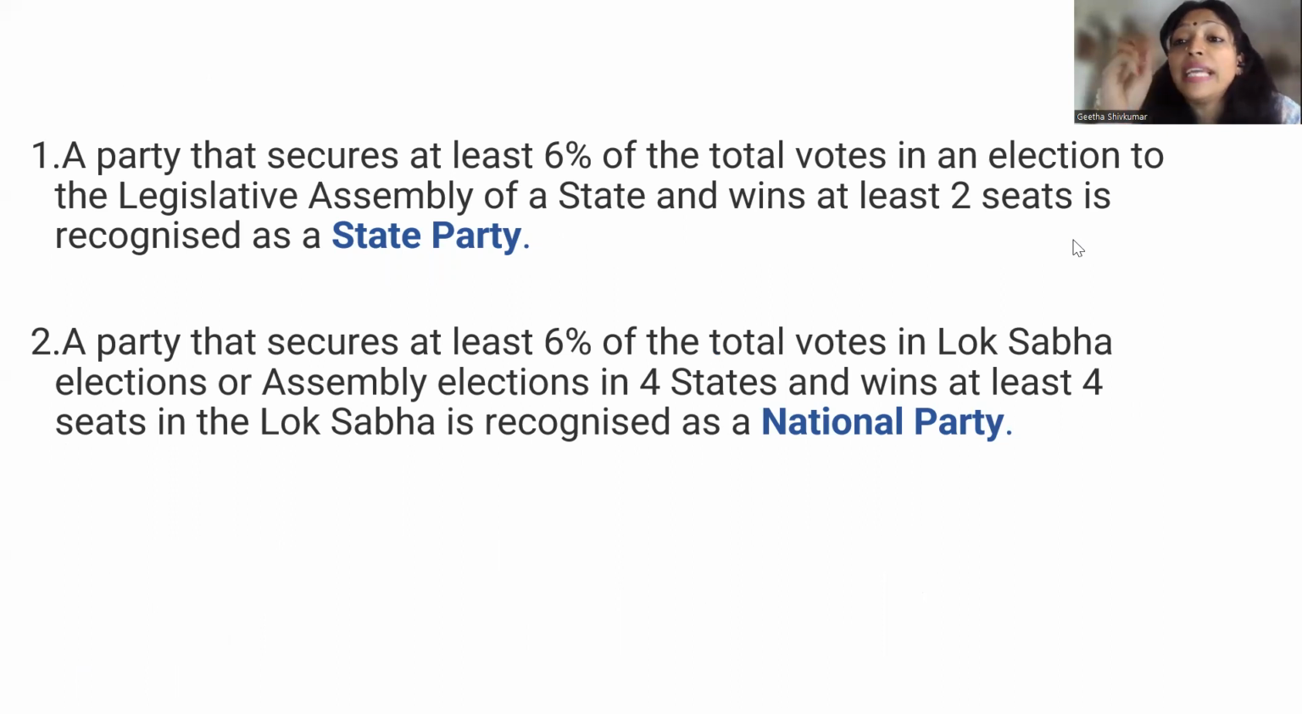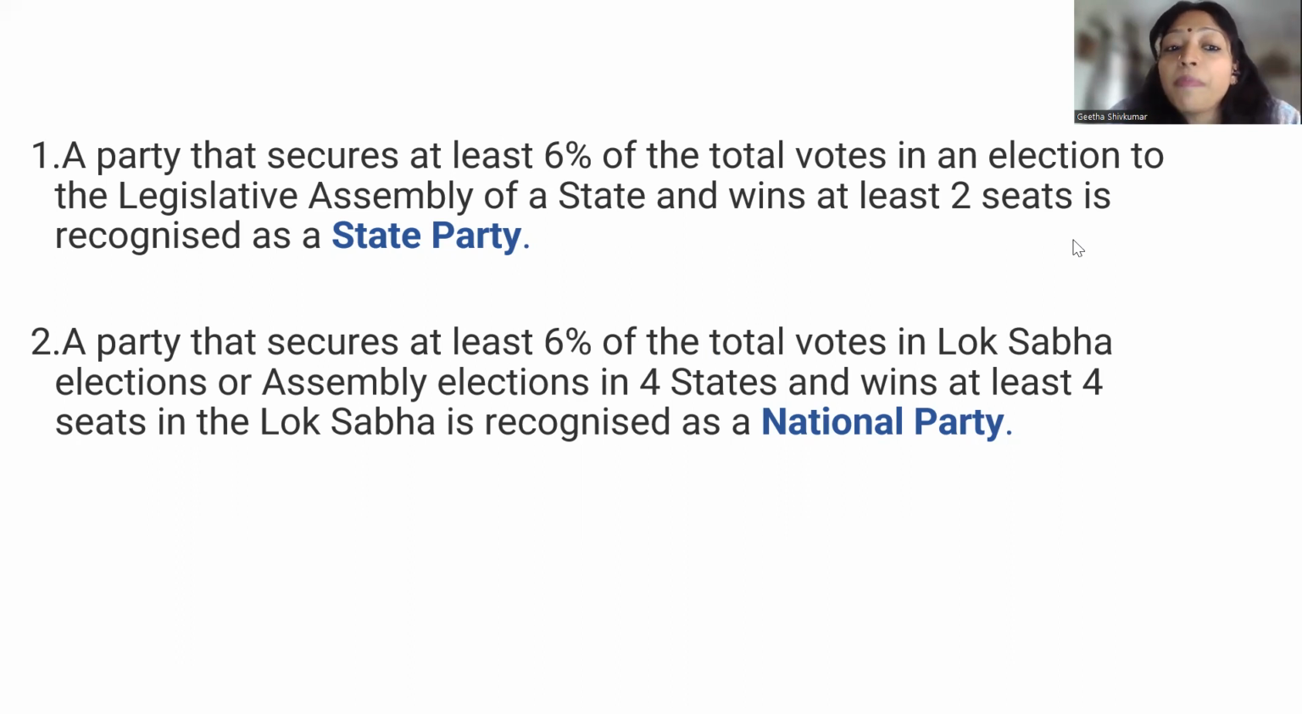I have given you the important points on how the state party and the national party can be differentiated from each other. The question can come for 3 marks: differentiate between or distinguish between national party and state party. A party that secures at least 6% of total votes in the election to the legislative assembly of the state and wins 2 seats is recognized as a state party. Very important: 6%, 2 seats. 6% where? In the legislative assembly, and 2 seats in the state. So that is called a state party.